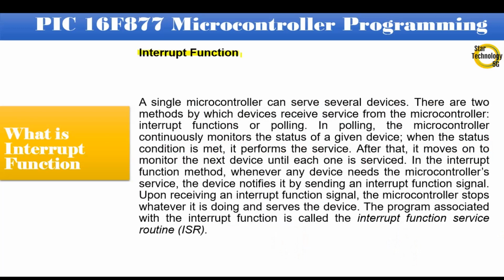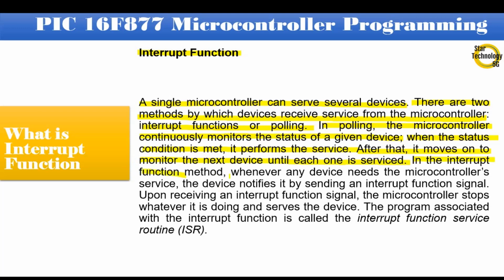Interrupt function. A single microcontroller can serve several devices. There are two methods by which devices receive service from the microcontroller: interrupt function or polling. In polling, the microcontroller continuously monitors the status of a given device. When the status condition is met, it performs the service. After that, it moves on to monitor the next device until each one is serviced.